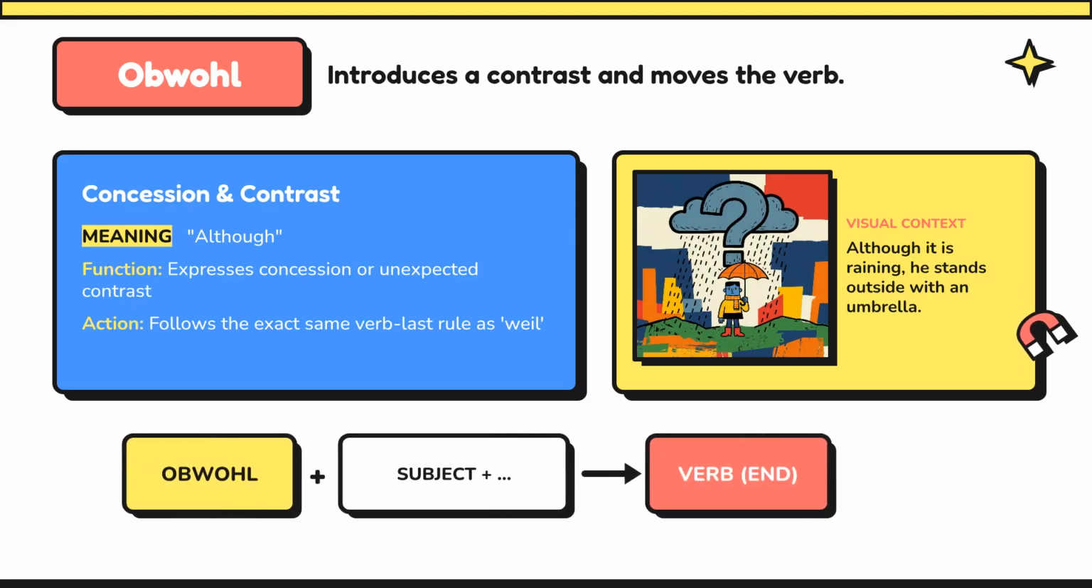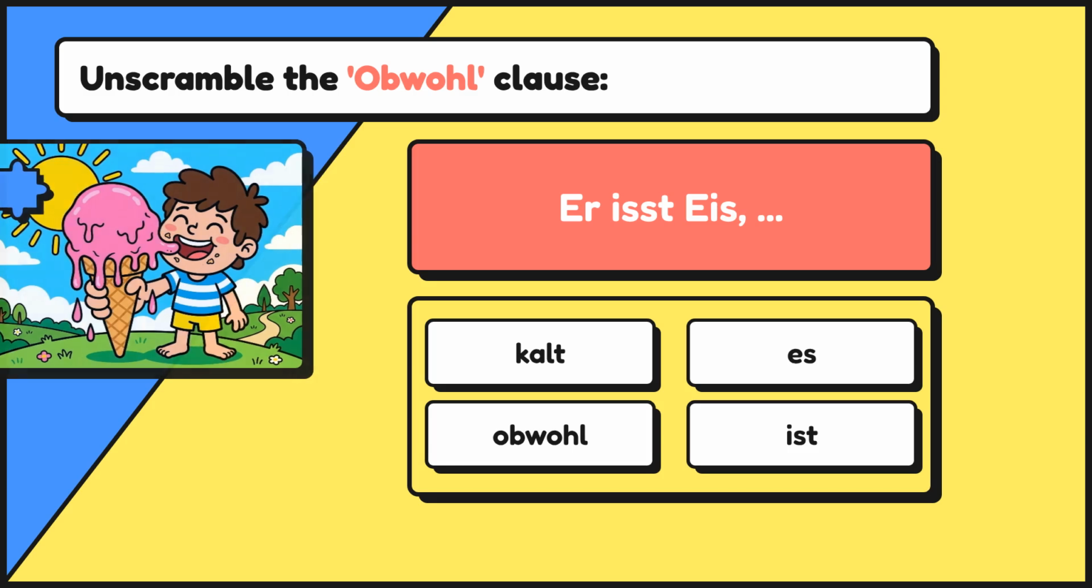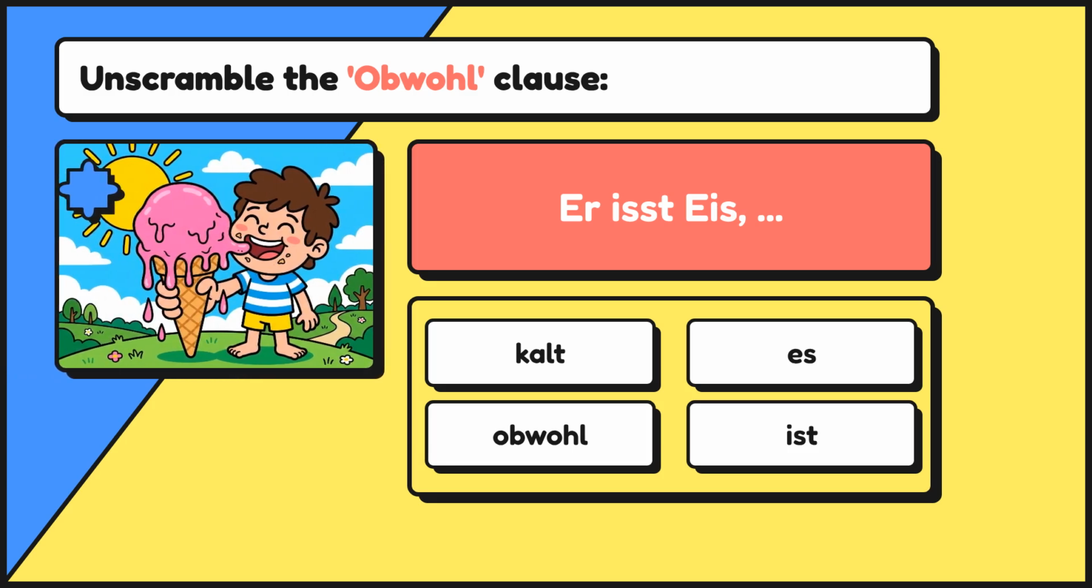Next is obwohl, meaning although. It expresses contrast and follows the exact same verb last rule as weil. Ready to play? Unscramble this sentence. Ist Eis with kalt, es, obwohl, ist. Think fast. You have 3 seconds.